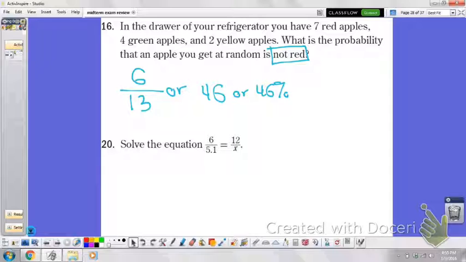Number 20, we're solving the equation 6 over 5.1 is equal to 12 over x. Another proportion, so go ahead and cross multiply. 6 times x, and that'll be equal to 12 times 5.1. So 6x is equal to 61.2. Divided by 6, you get x is equal to 10.2.